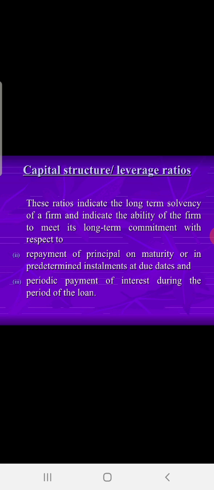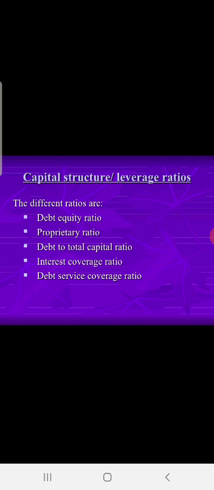If you are accepting a deposit for a fixed period, like 5 years or 10 years, after that you have to repay the principal with the interest also. If you are fulfilling the commitments made by that financial institute for the long period, then it is called the leverage ratio. Here you have to consider the long-term liabilities, and the periodic payment of interest during the period of a loan. This is nothing but the leverage ratio.